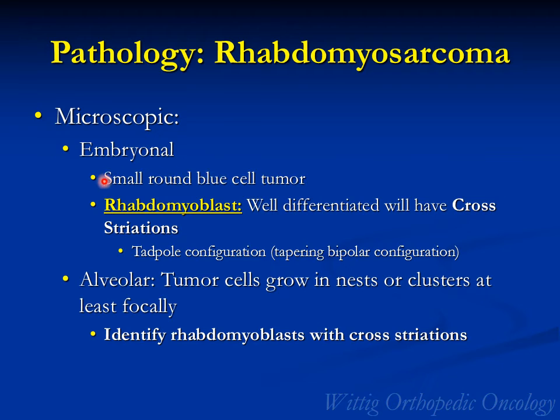Microscopically, embryonal rhabdomyosarcomas demonstrate small round blue cells. You may see rhabdomyoblasts, particularly in tumors that are more well differentiated, and these rhabdomyoblasts are identified by the cross striations within the cells, and they almost look like a little tadpole. They have a tadpole configuration or a tapering bipolar configuration. In alveolar rhabdomyosarcoma, the tumor cells grow in nests or clusters, at least focally, and you can also identify rhabdomyoblasts with cross striations.